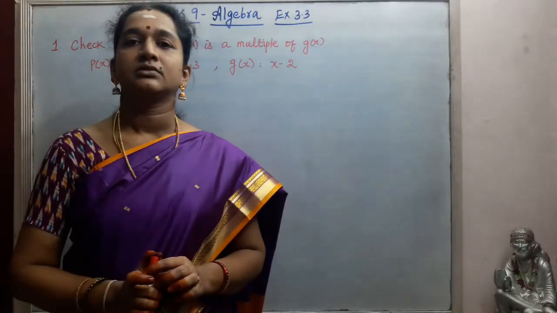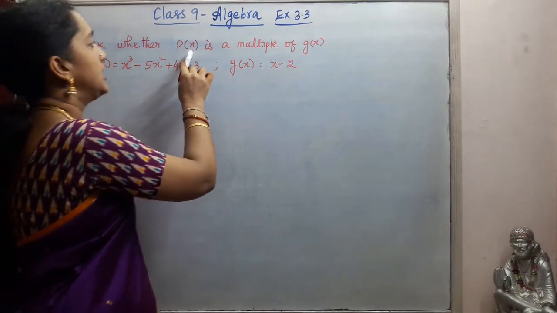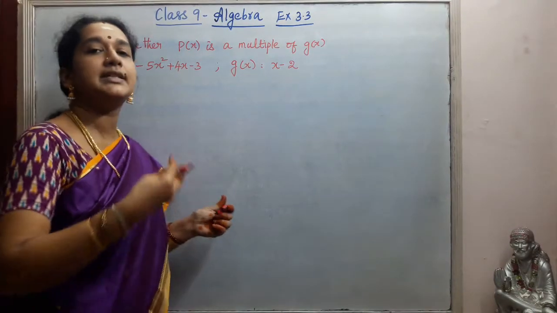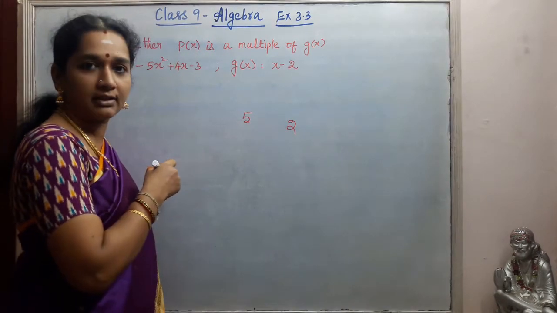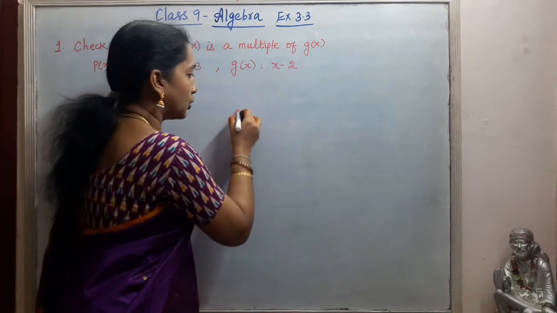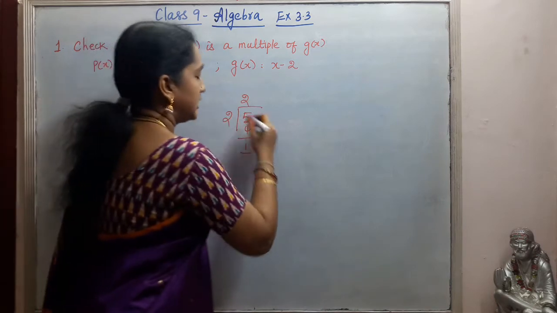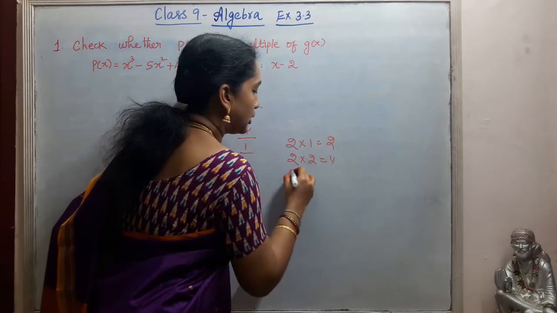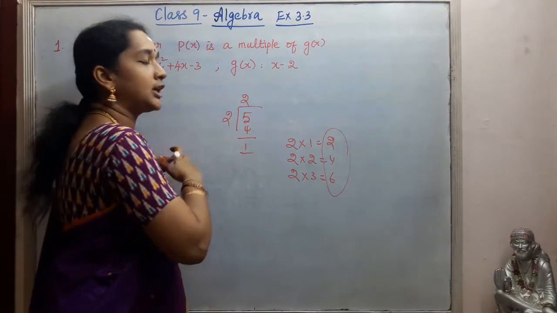Exercise 3.3. First sum is to check whether p of x is a multiple of g of x. For example, when will we say that it is a multiple? If we take 5 and 2, we are asked to check whether 5 is a multiple of 2. How can we check? If we divide 5 by 2, 2 2s are 4, we get a remainder. Since it is a small number, we can say 2 1s are 2, 2 2s are 4 and 2 3s are 6. So we are not getting 5 anywhere here. So 5 is not a multiple, we will say.